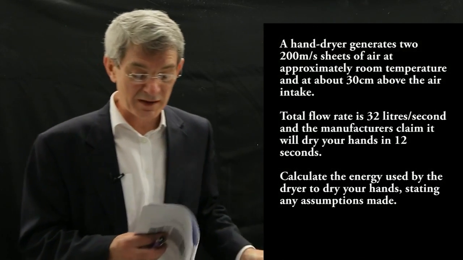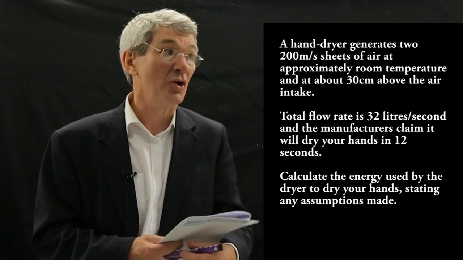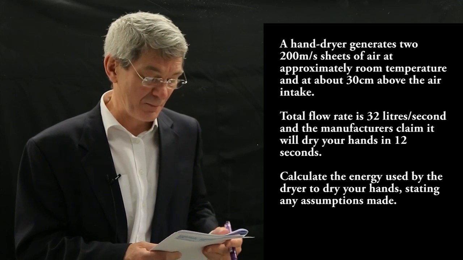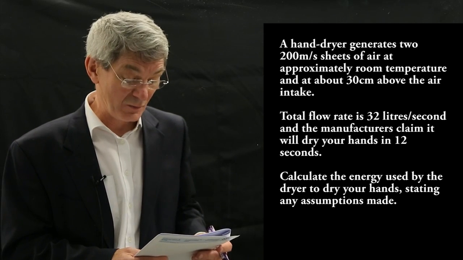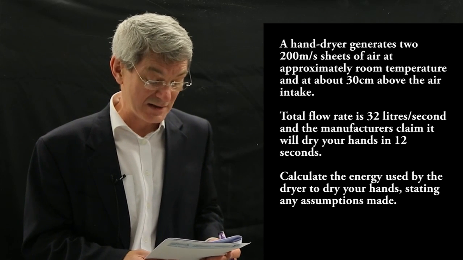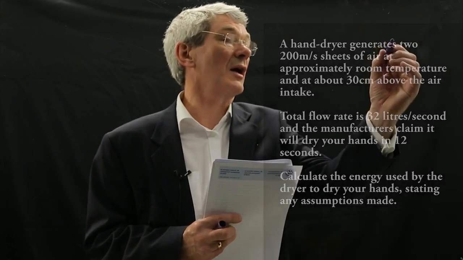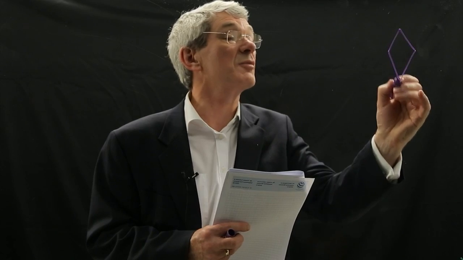So we're going to solve a little problem now of a hand dryer used in public toilets. What we're asked to find is the energy used by the dryer to dry our hands. The manufacturers claim it'll dry your hands in 12 seconds. So let's draw a little picture of the arrangement. The schematic diagram doesn't need to be very precise.